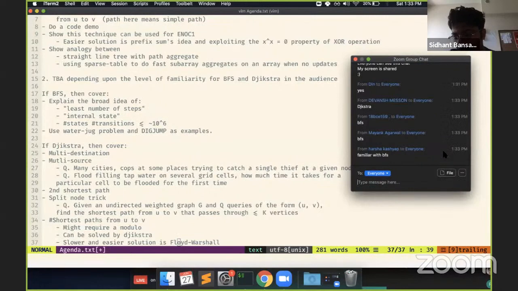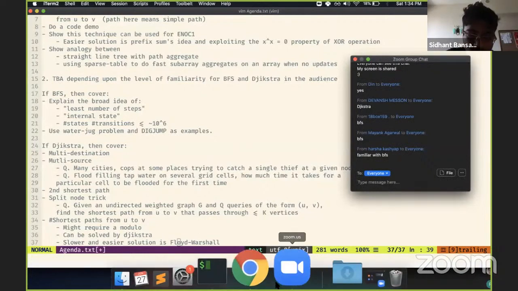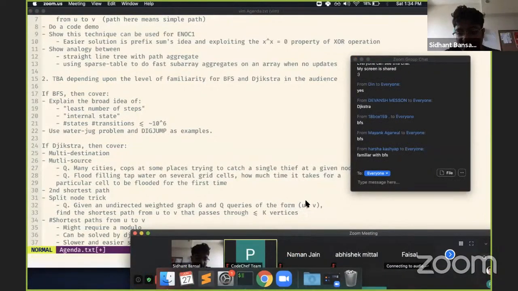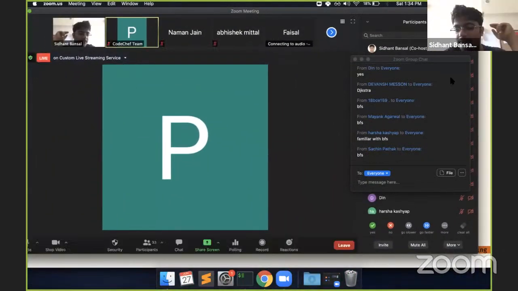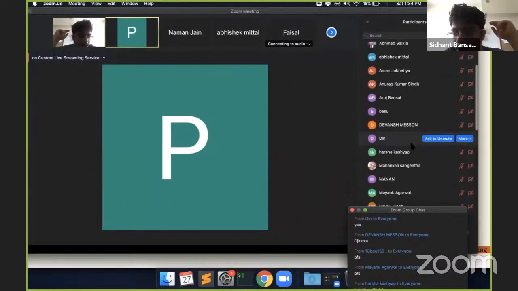Oh, I mean, there is a proper poll. I'll just open it up in some way. You don't have to put it on the chat. Yeah, but if we feel that a lot of people do know BFS already, then we can cover the Dijkstra one, because in the previous voting, technically Dijkstra won.